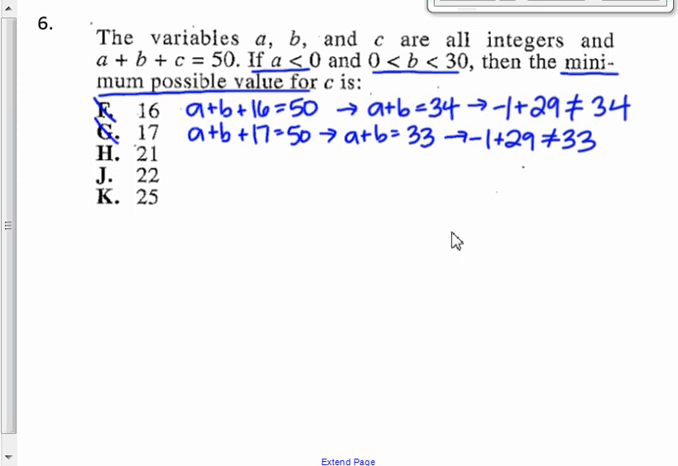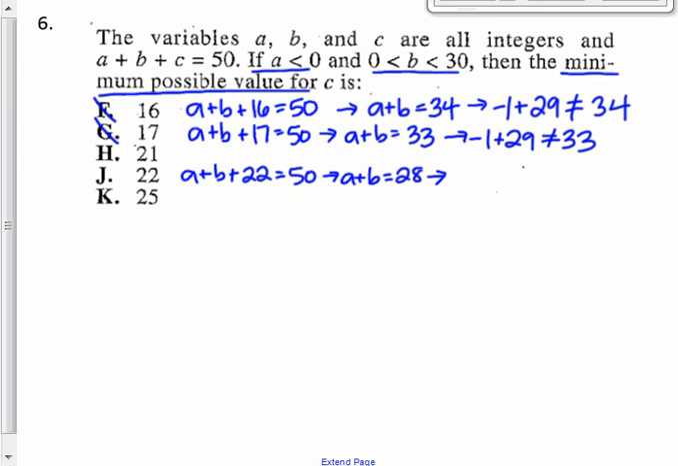So at this point, we still see that we have some work to do in terms of getting to that answer choice that equals 28. You could skip H and try J and try to be strategic in that sense. So let's go ahead and try J. If we do A plus B plus 22 for C equals 50, then we get A plus B equals 28.